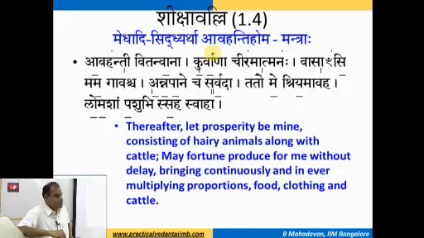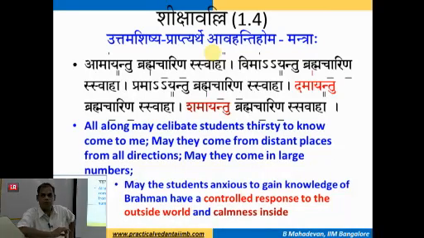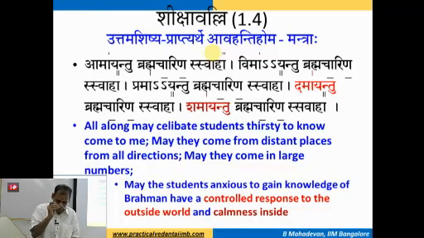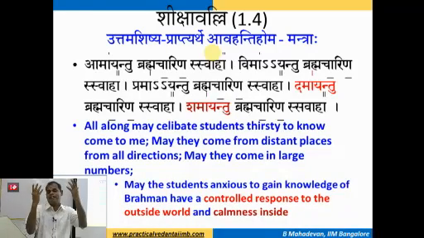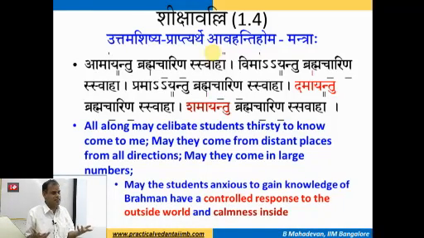Then it says, Amayantu brahmacharina swaha, Vimayantu brahmacharina swaha, Pramayantu brahmacharina swaha, Damayantu brahmacharina swaha, and Shamayantu brahmacharina swaha. Now the next thing that he is talking about is brahmachari. Question is, why are they asking about brahmachari? This is another issue. First of all, the word brahmachari has to be clarified.